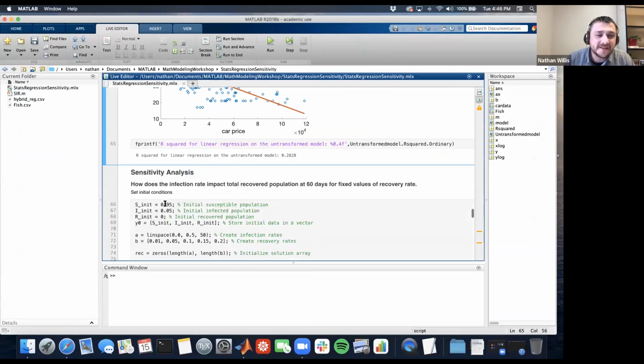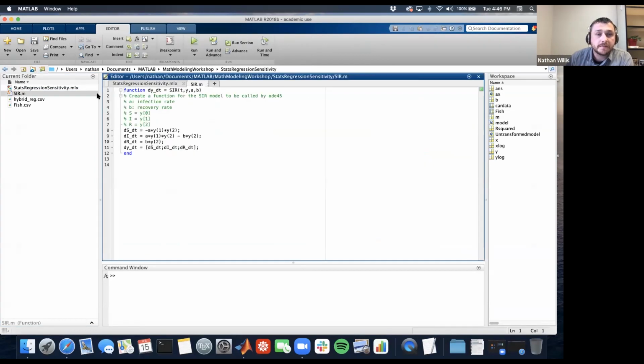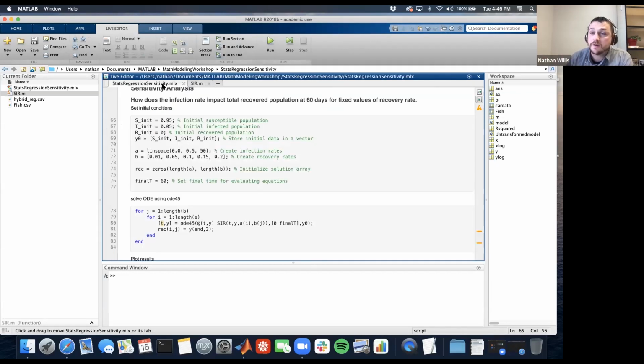We're going to plot each of these things. I have this SIR model here written as just a script, not a MATLAB Live Script. These are exactly the equations we saw before, and we're going to use this with ODE45 to solve our differential equation with some time stepping. Our initial susceptible, infected, and recovered populations are here, and we store those as a vector.